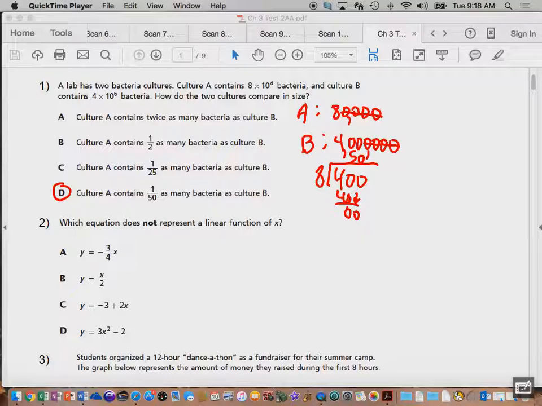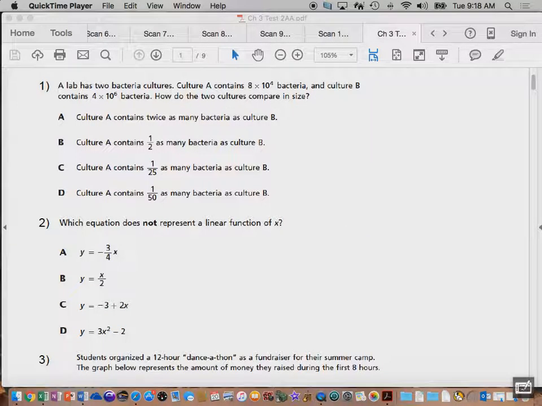Which one is not linear? The one that's not linear is D. The way we know D is not linear is really simple. Do you see the term that's squared there? Squared means it's what we call quadratic as long as the highest exponent is 2. So therefore, it is definitely the one that is not linear.